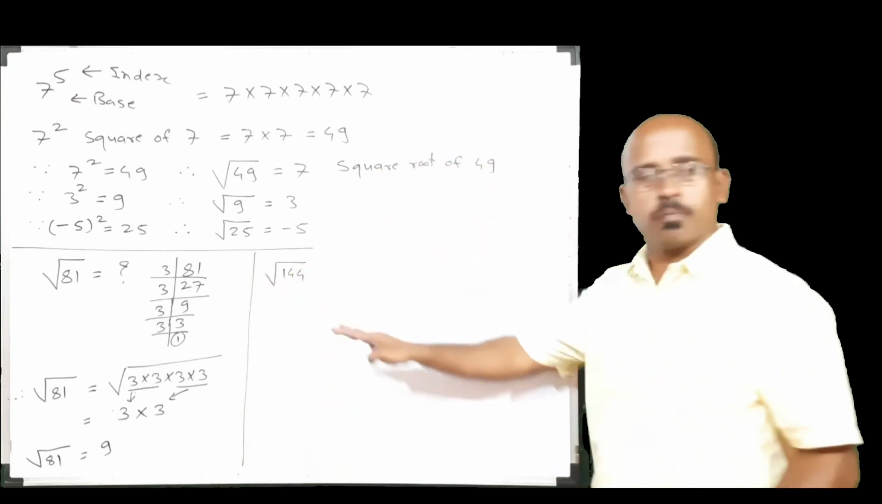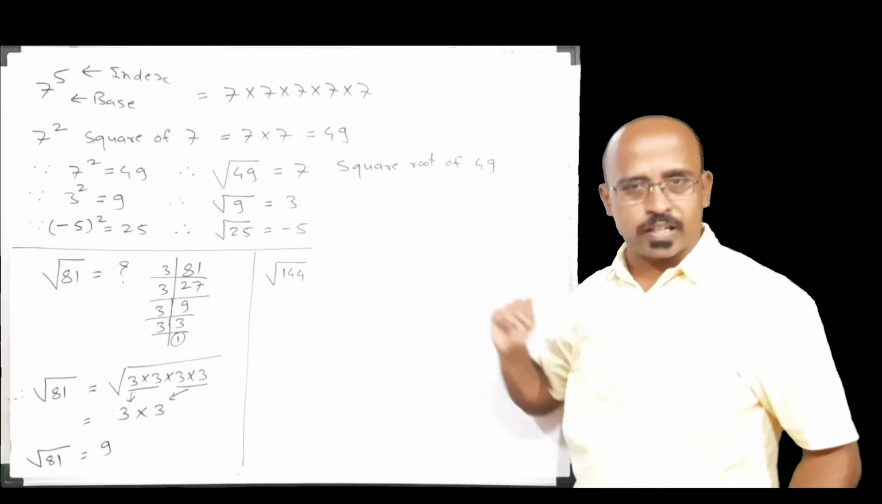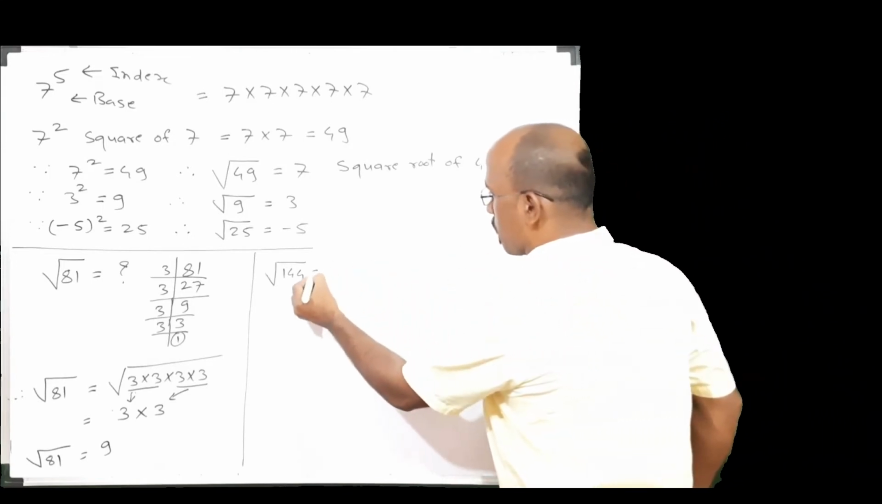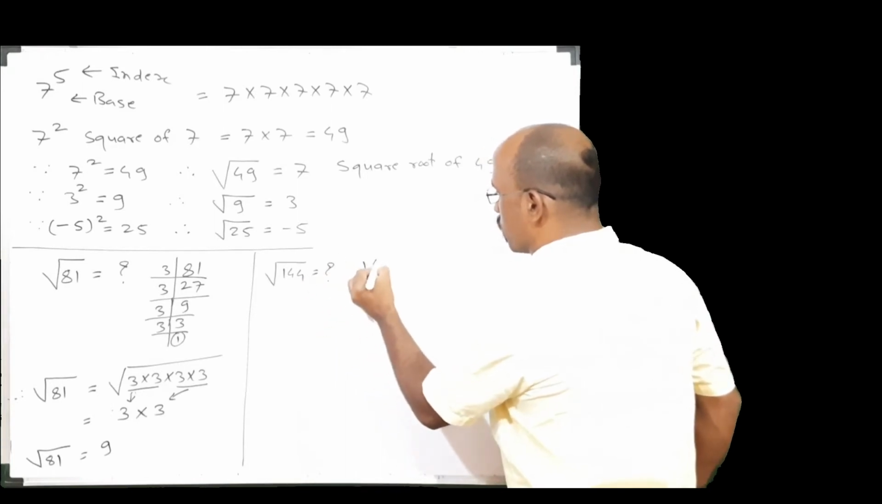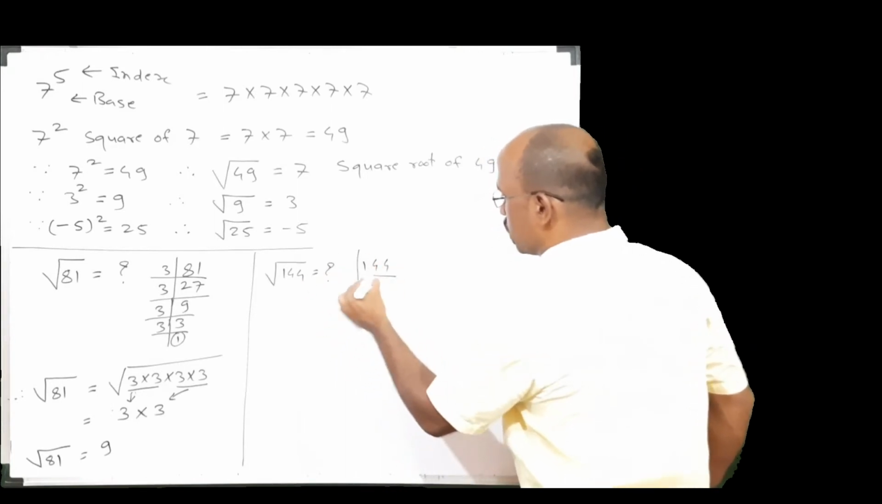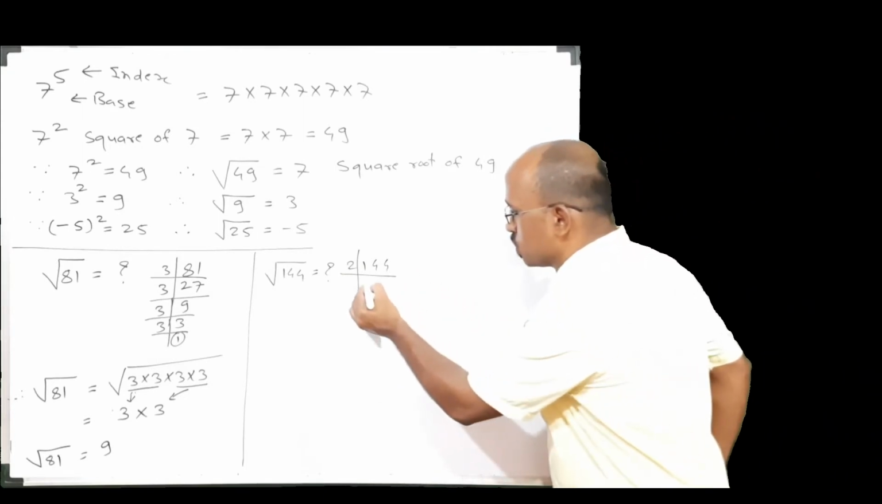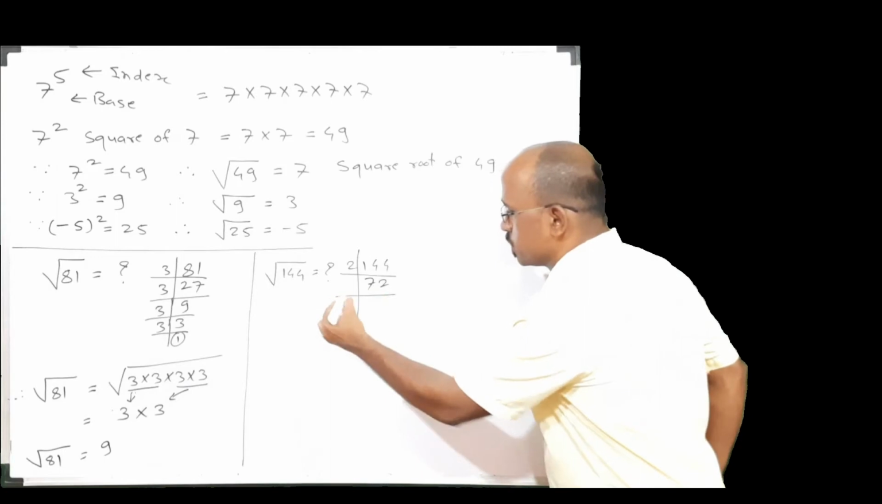So what's our first step? First step is we have to factorize the number. So let's factorize 144. 144 is divisible by 2, right? Ending with 4. So answer is 2 7s are 14, 2 2s are 4.